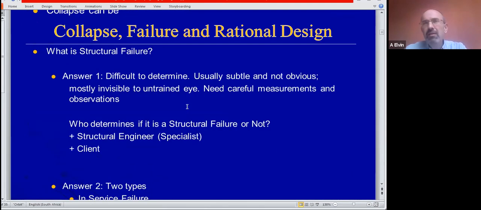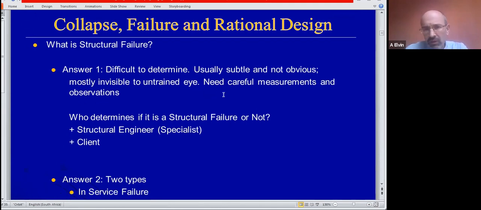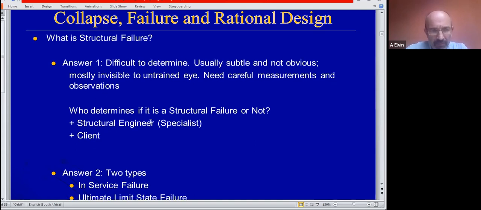So failure is much more subtle. It's difficult to determine. It's very subtle and not obvious. It's mostly invisible to the human eye, and it needs careful measurements, observations, and instrumentation. So who's competent to determine if failure has occurred? There are two groups of people. First, it's the structural engineer, and second of all, it's the client. Remember that we are talking about failure now and not collapse.